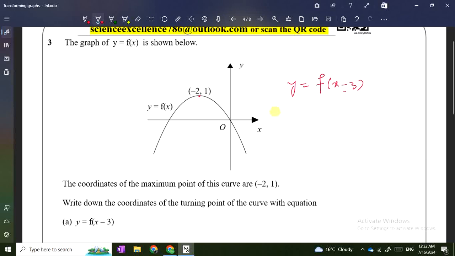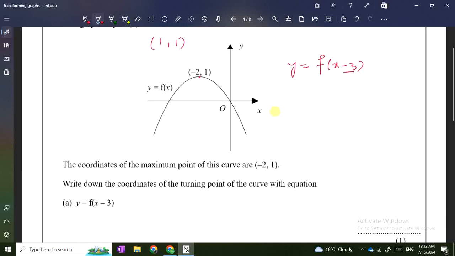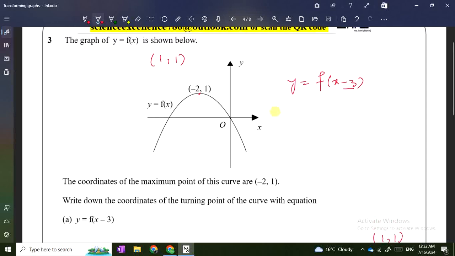We can see there is a change inside the function. There's a take away 3 inside the function, so we have to add 3 to the x coordinate. So the x coordinate is negative 2. If you add 3, it will turn into 1, and 1 and 1 are the coordinates of the turning point of this new function. Okay, so 1 and 1 is the answer for part A.